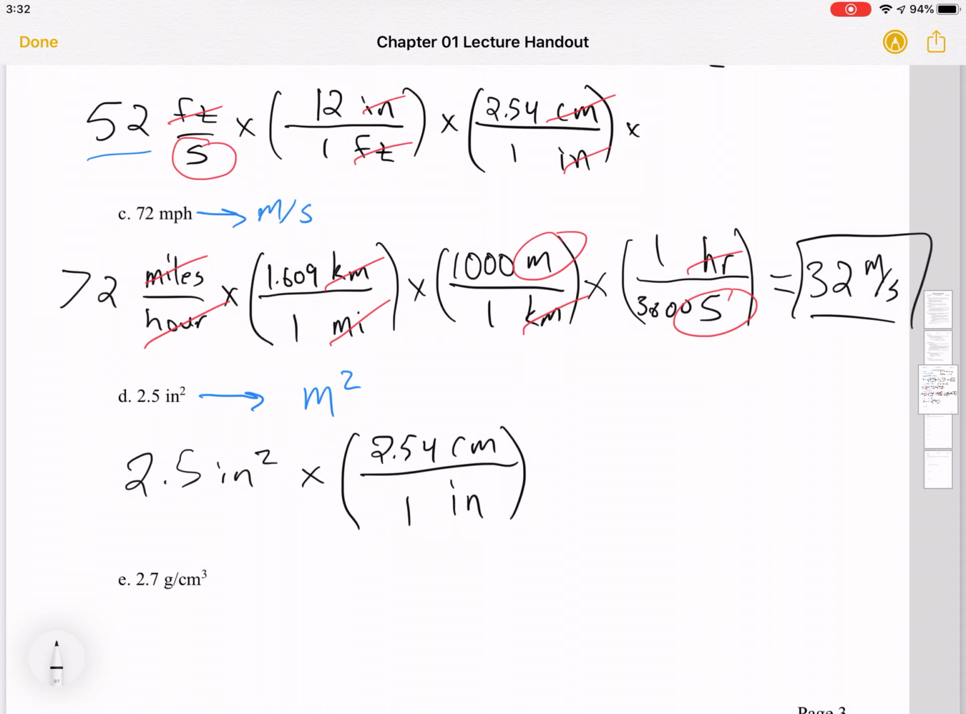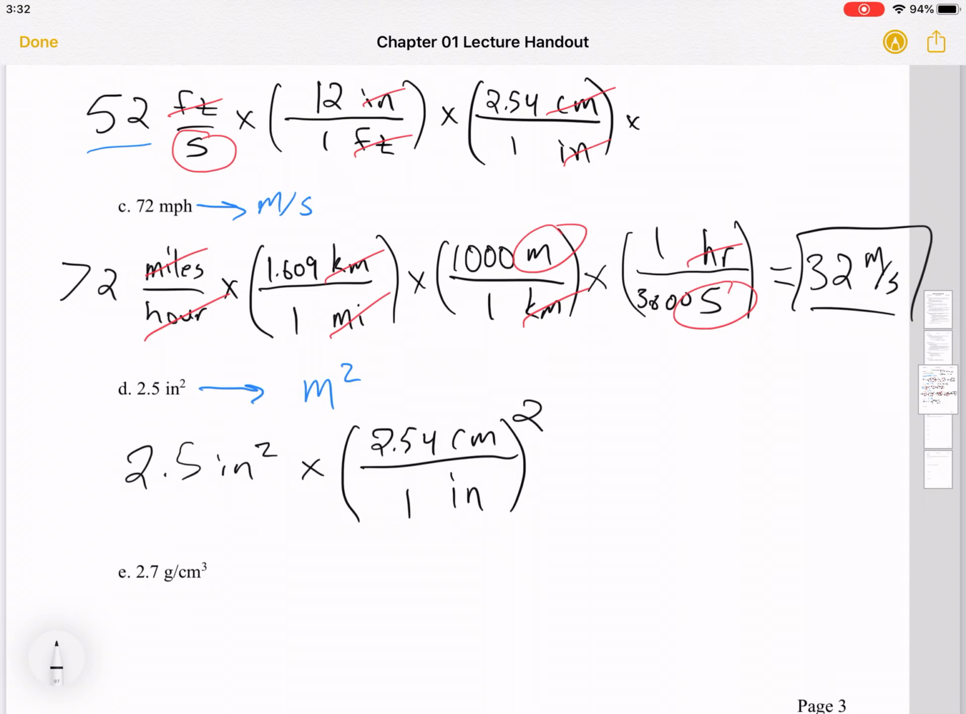But that's only going to change one of these inches. I need to do this twice. So I could write this again, or I could just square it. Do you see that? So now square inches and inches squared are going to cancel, and I'm left with centimeters squared. We're close. We're close. So now I need to go from centimeters to meters. Right? So centimeters downstairs and meters upstairs.